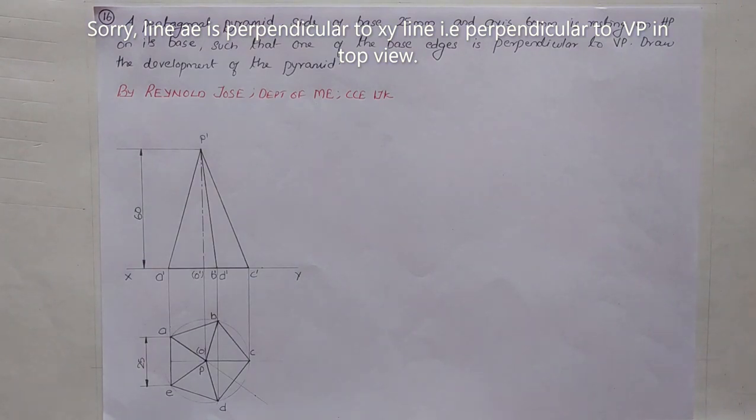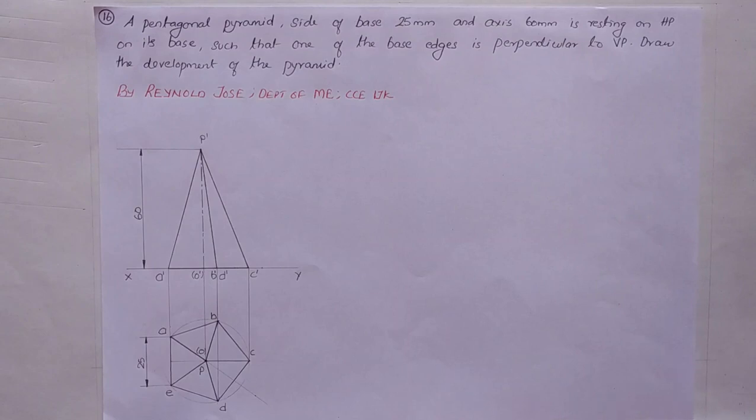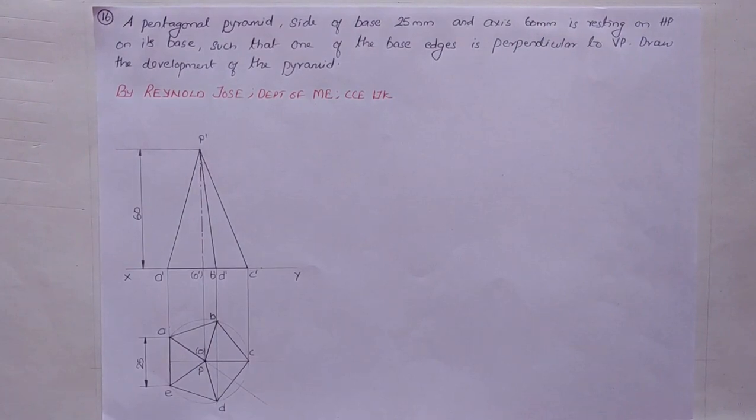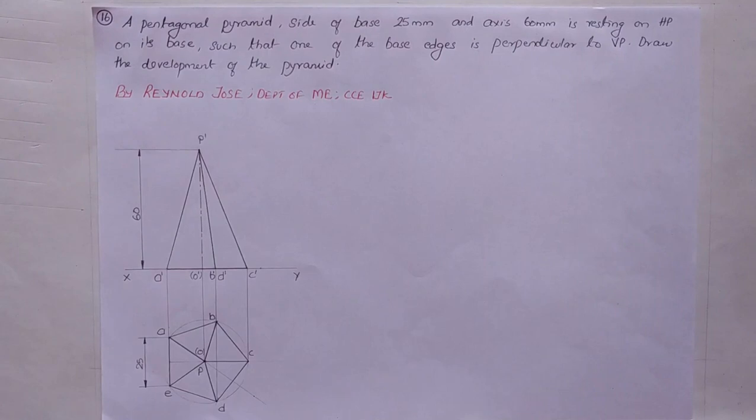So we are asked to draw the development of the corresponding surface. In order to draw the development of the surface of this pyramid, we require the true length of the base edge, which is already given, and we also require the true length of the slanting edge. So we have to obtain the true length of one of the slanting edges. All the slanting edges have equal length, but we have to obtain the true length.